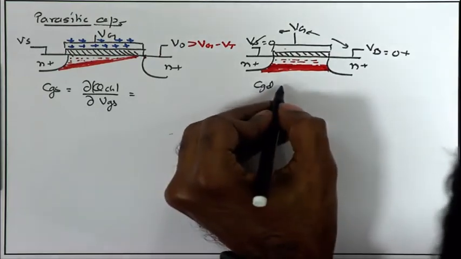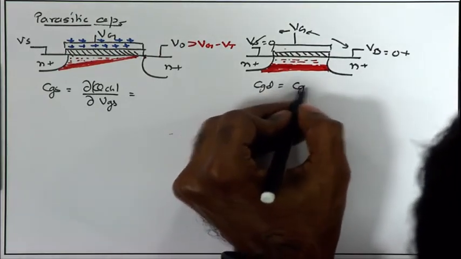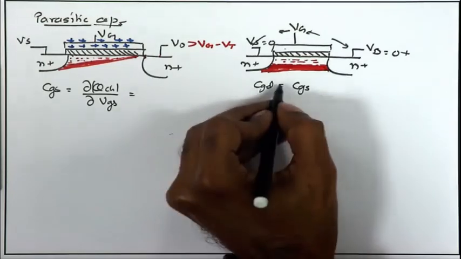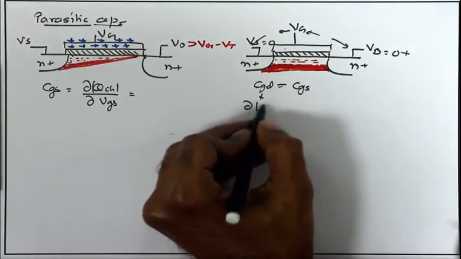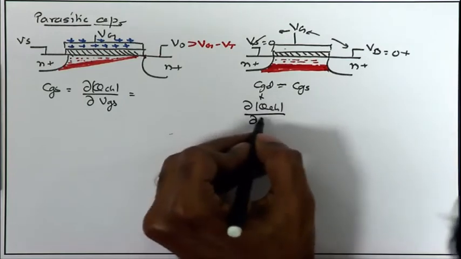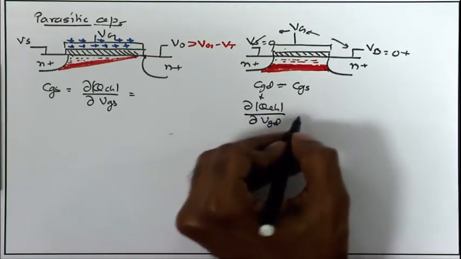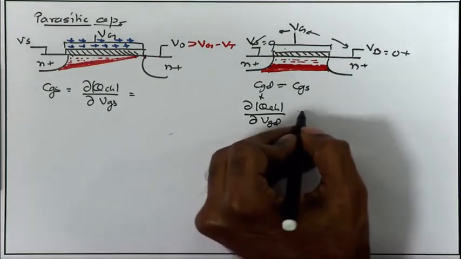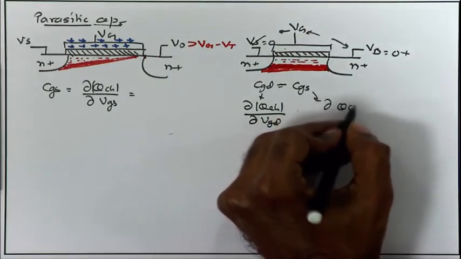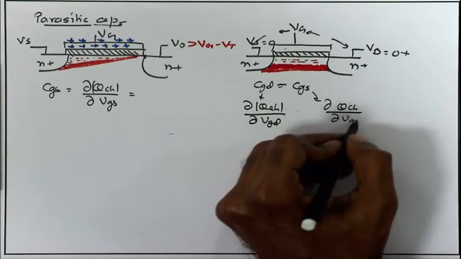CGD as well as CGS are almost similar in magnitude. This can be denoted as del QCH del VGD, and on the other side CGS can be represented as del QCH del VGS.